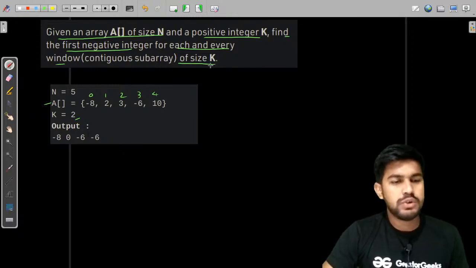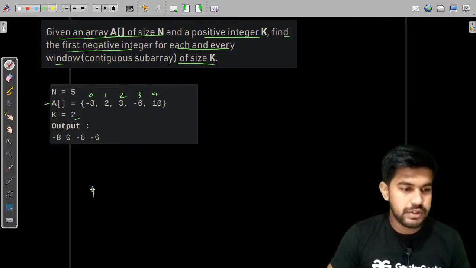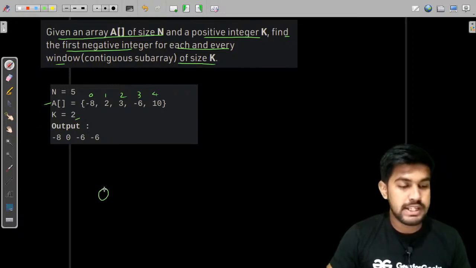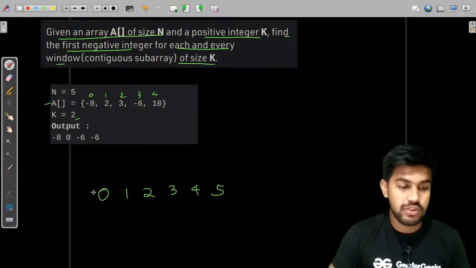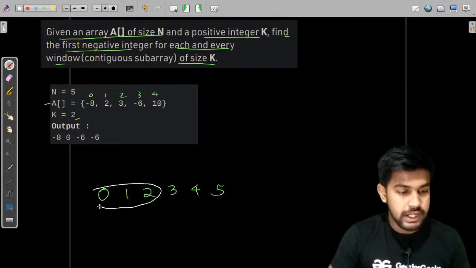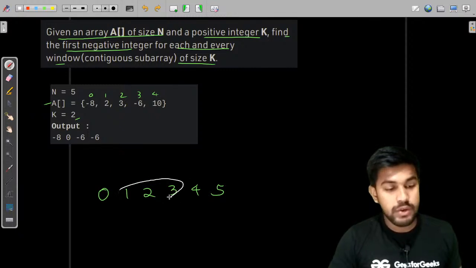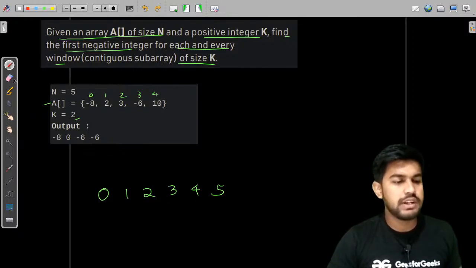Okay, so suppose this is the window. What do I mean by this window? Suppose I have the numbers as 0, 1, 2, 3, 4 and 5, and the window size is 3. The first window would comprise 0, 1, 2, and the next window would be 1, 2, 3, and the next window would be 2, 3, 4, and the next window would be 3, 4, 5. Okay, so this is quite clear.